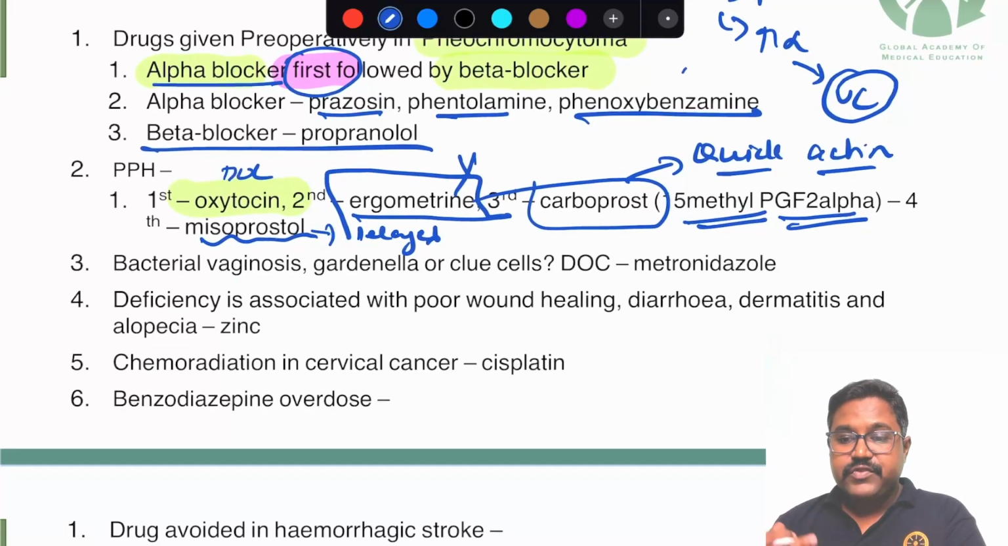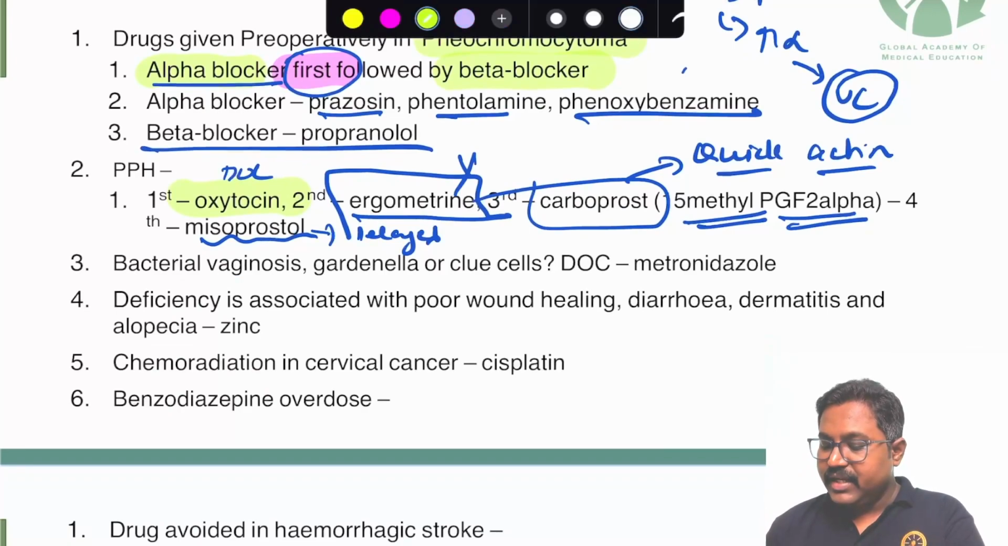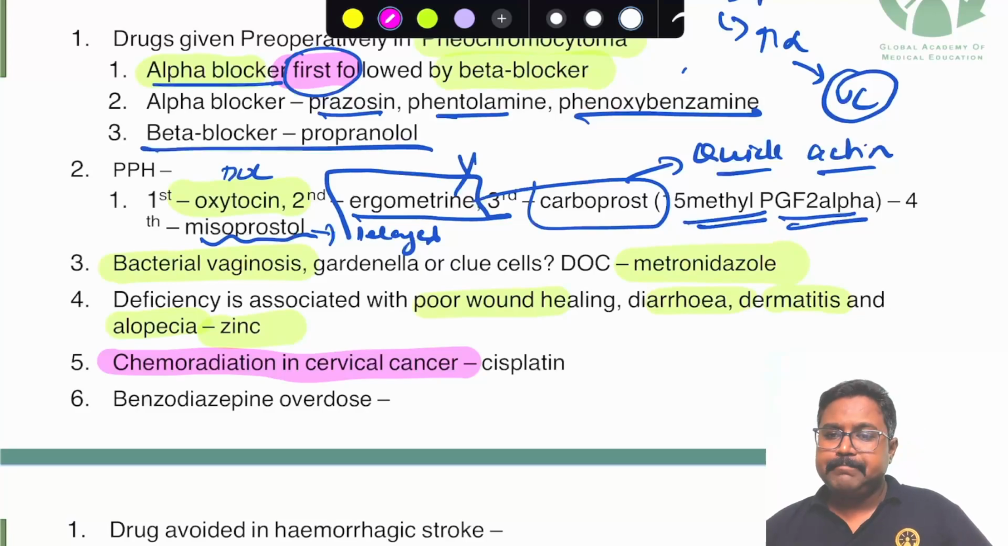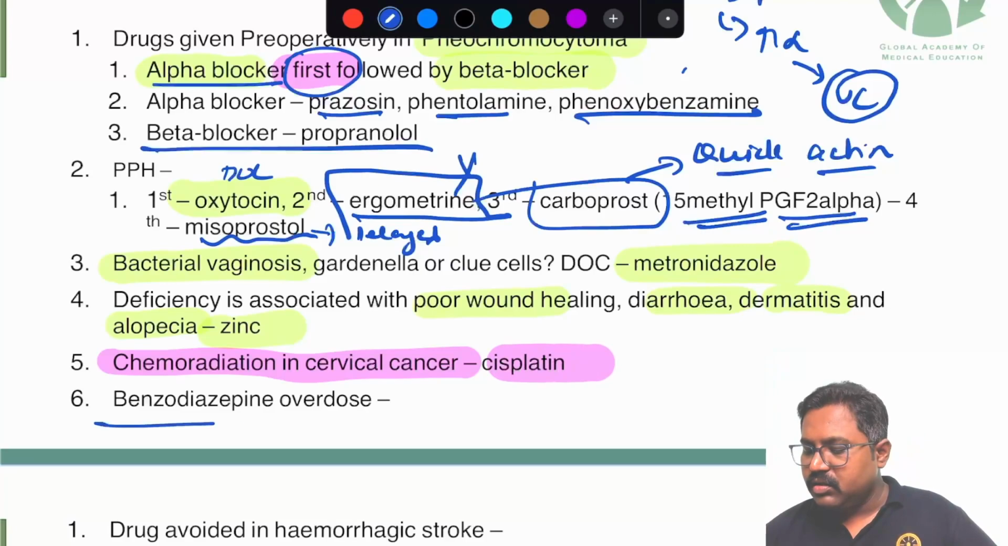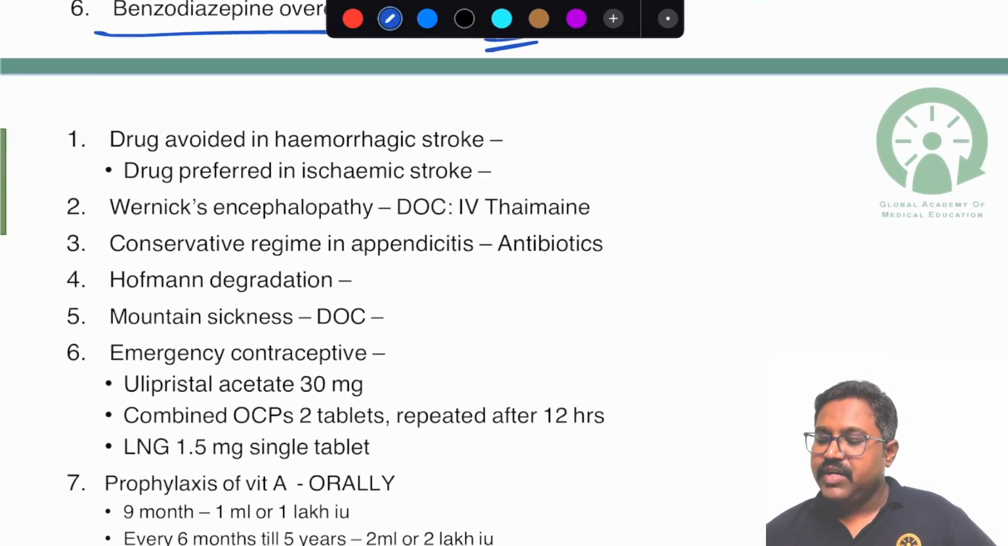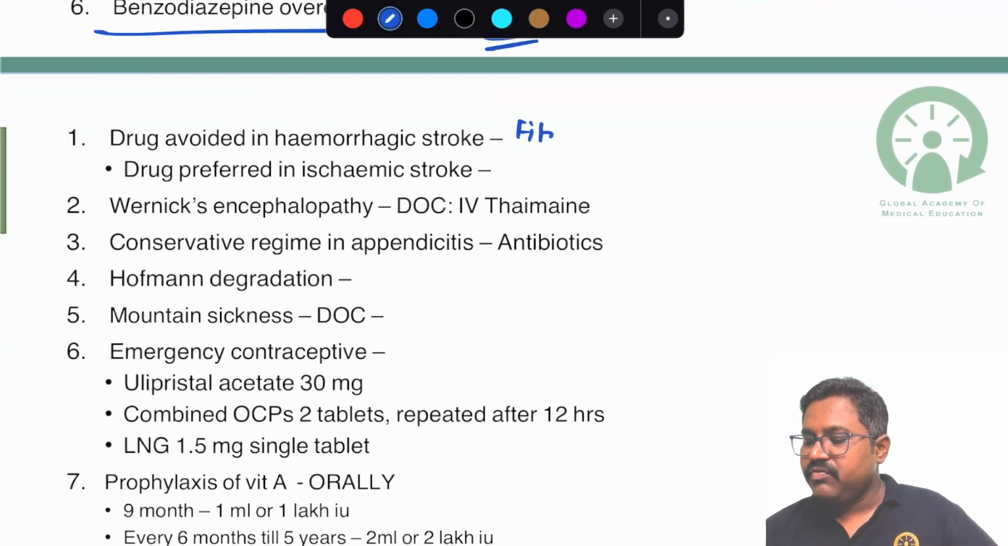Which will be the drug of choice for bacterial vaginosis? That is metronidazole. Deficiency of zinc can lead to poor wound healing, diarrhea, dermatitis and alopecia. The chemoradiation drug of choice in case of cervical malignancy is cisplatin. What will be the antidote for benzodiazepine overdose? It is flumazenil. Which is the drug which is avoided in hemorrhagic stroke? It is fibrinolytics.